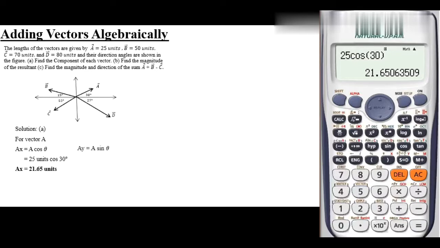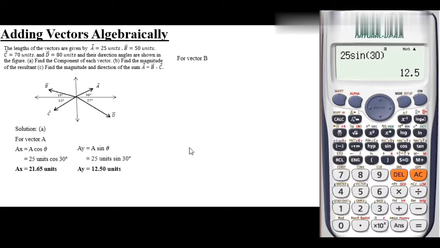For AY, AY is equal to A sine theta. Substitute the given, that is 25 units sine 30 degrees. Plug in the values to your calculator. We have 25 sine 30 degrees. So that is equal to 12.5. So AY is equal to 12.50 units. So AY and AX are positive. Why? It's because vector A is plotted on the first quadrant where the X and Y components are positive.